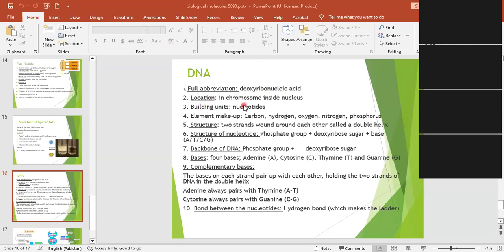In chromosomes. If it is a eukaryotic cell, then in the nucleus, and if it is a prokaryotic cell, you will find it in the cytoplasm. Okay? Again, DNA, deoxyribonucleic acid. If it is a eukaryotic cell, you will find it in the chromosomes inside the nucleus. And if it is a prokaryote, you will find it in the cytoplasm, floating. Okay? In the chromosome, single loop structure.